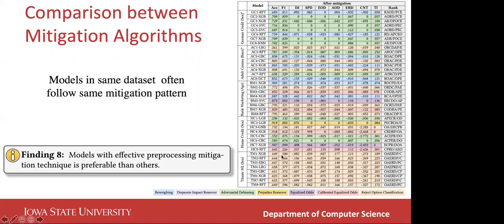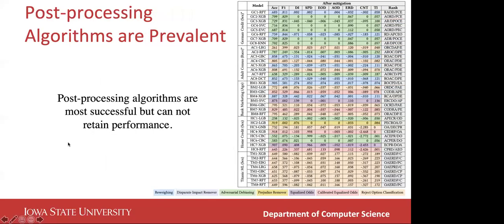In these cases, reject option classification has been more successful, but it cannot retain the performance. It loses a lot of accuracy and F1 score. Models in the same dataset category also follow the same pattern of which mitigation techniques become successful. I've already discussed this.